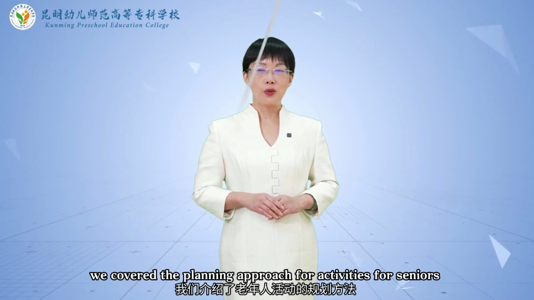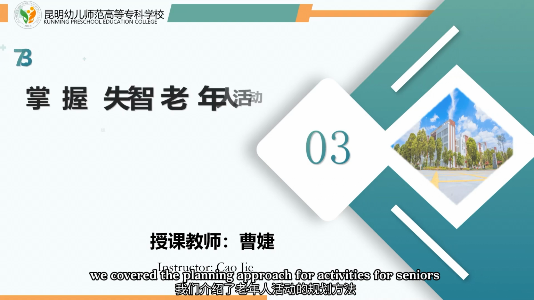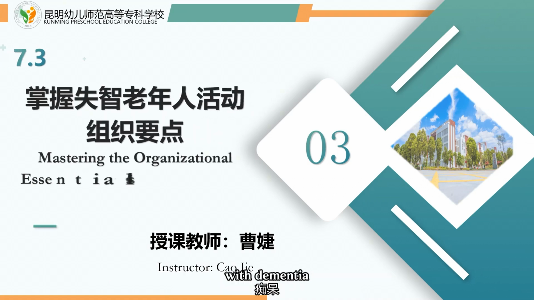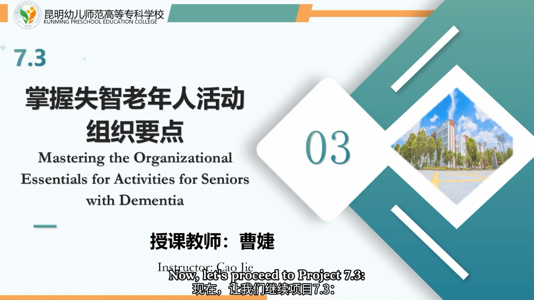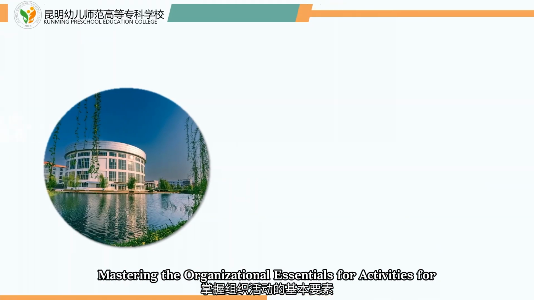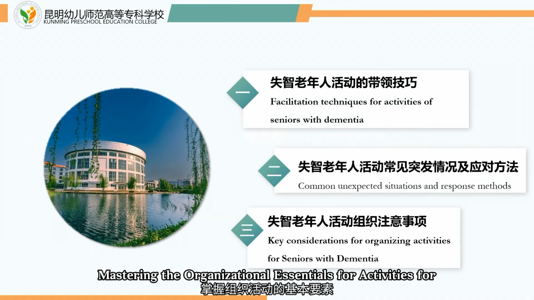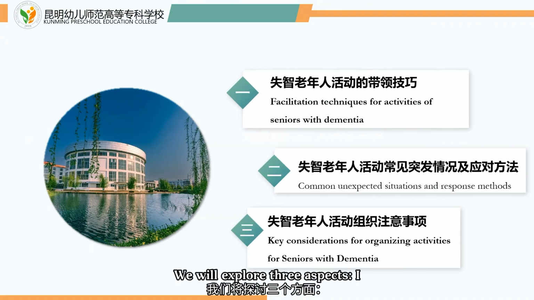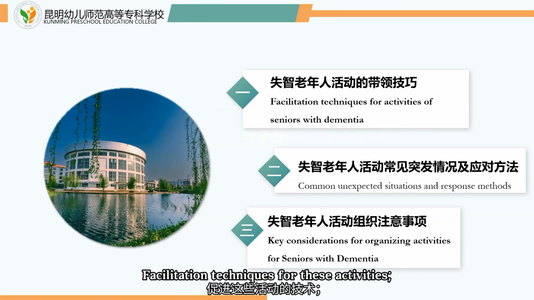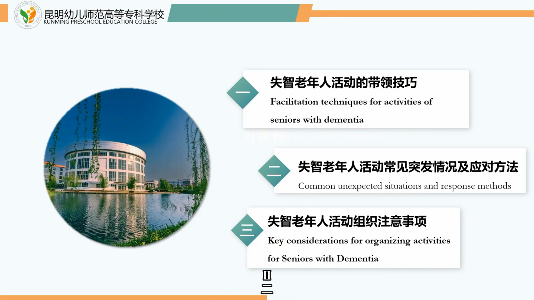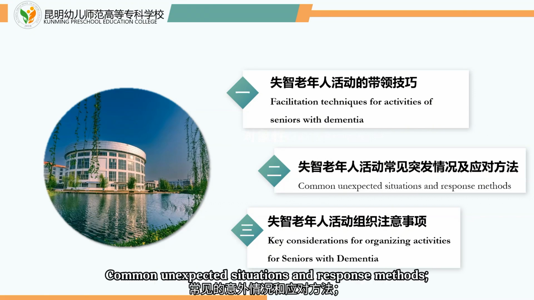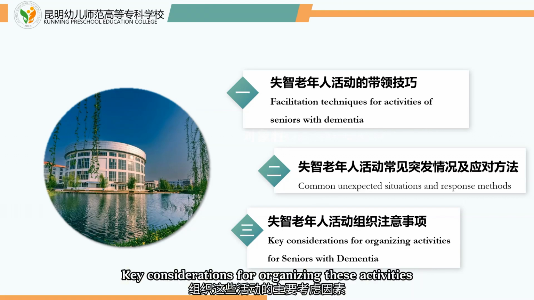Last session, we covered the planning approach for activities for seniors with dementia. Now, let's proceed to Project 7.3, Mastering the Organizational Essentials for Activities for Seniors with Dementia. We will explore three aspects. 1. Facilitation techniques for these activities. 2. Common unexpected situations and response methods. 3. Key considerations for organizing these activities.